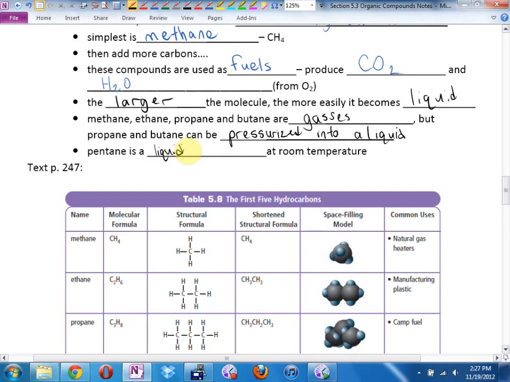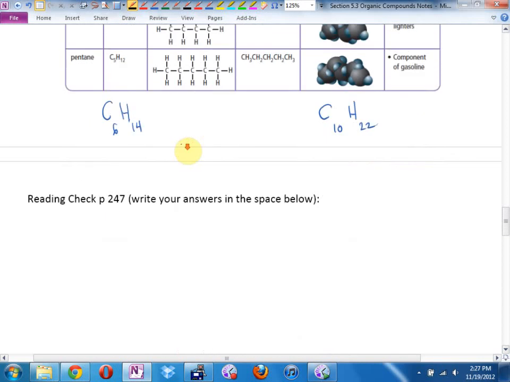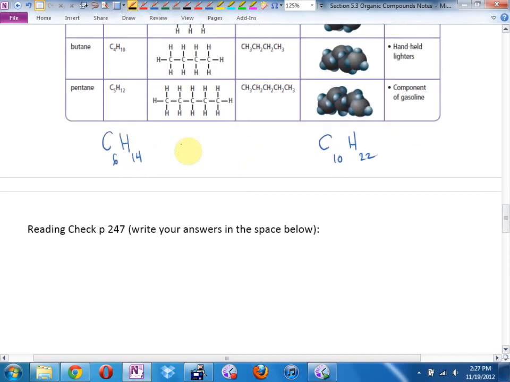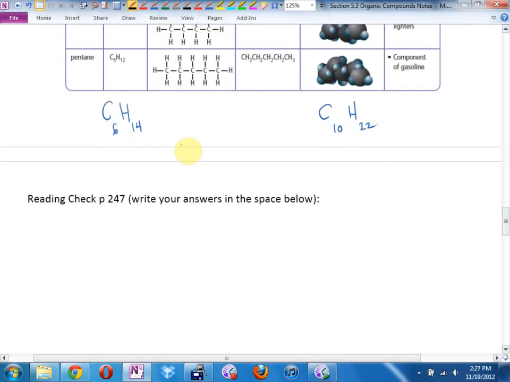Okay. Can you turn to page 247, please? I wrote down reading check, and I said write your answers in the space below. We're just going to do them orally, and then I'm going to stop. You can write down the answers if you want to, but let's see if we can just get these from what we've learned so far.